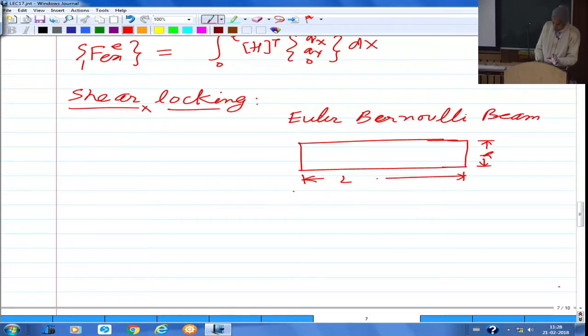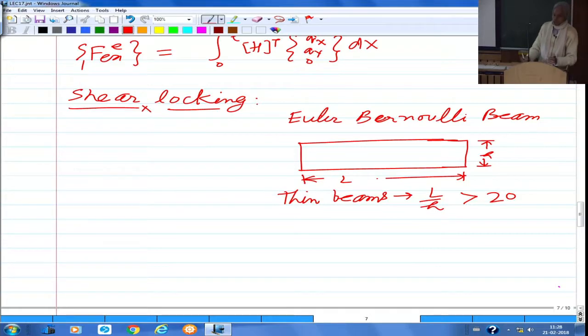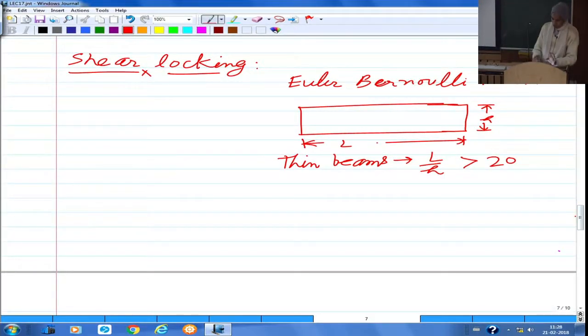So Euler-Bernoulli beam theory is applicable for thin beams, and by thin beams we are saying that L by H is greater than 20, let us say. Of course, there will be some transition, so you will always have to look at that. And one of the main things here is that when it deforms, we take the centroidal axis and take a normal. In the deformed configuration we say that this normal remains normal to the deformed centroidal axis. That is the main assumption.